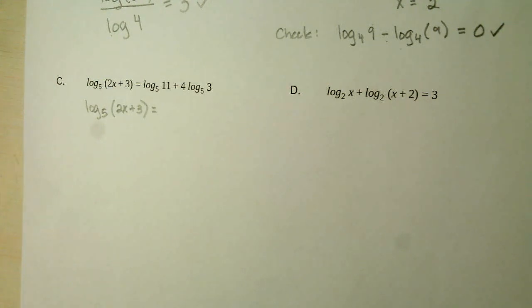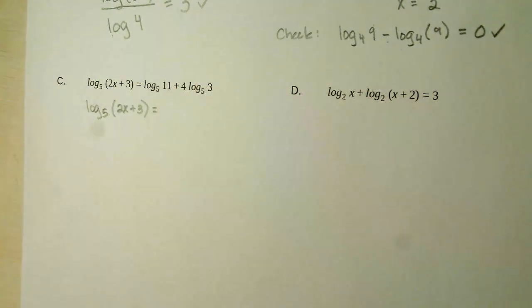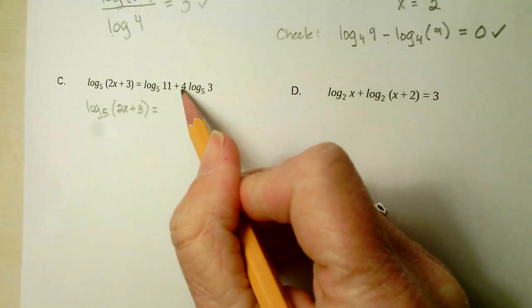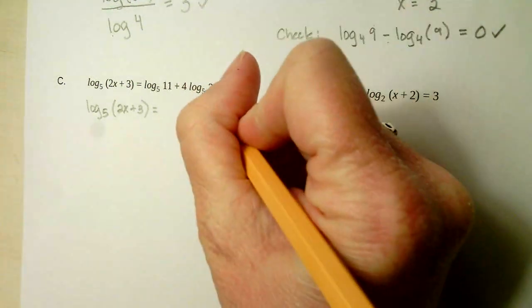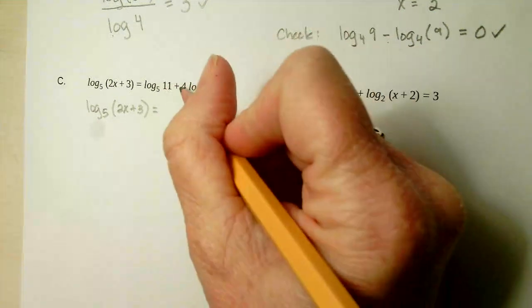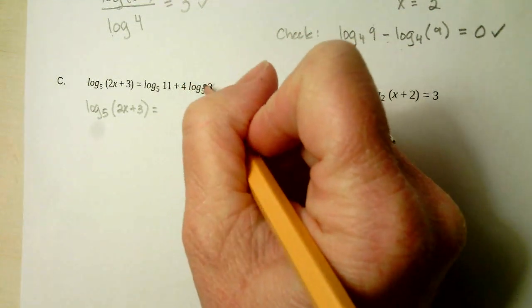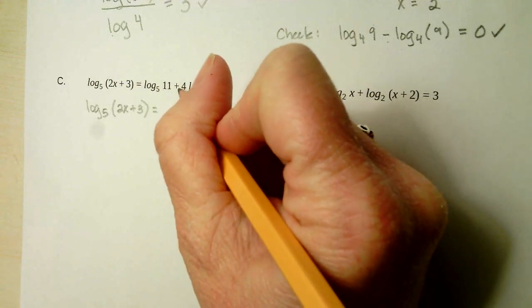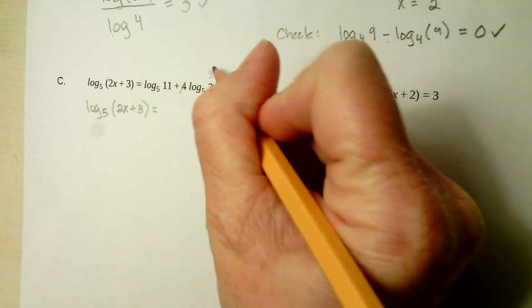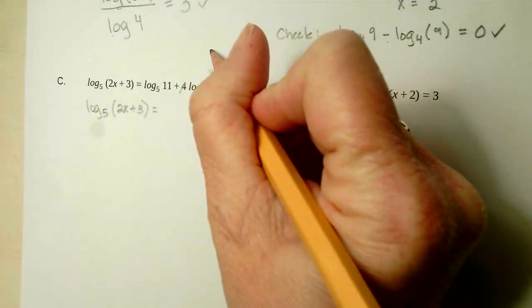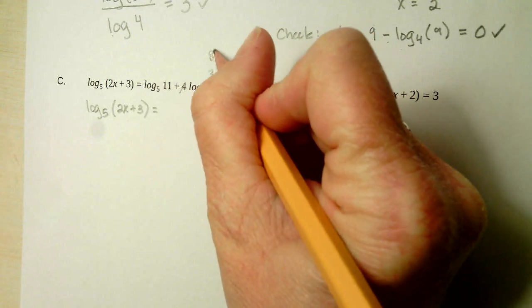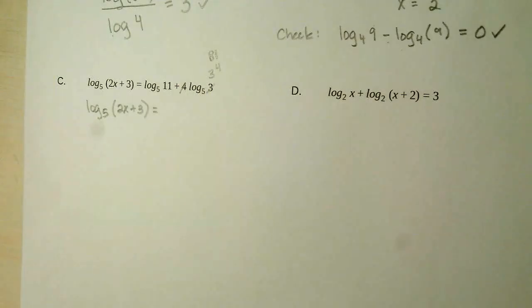On the right-hand side, I'd be much better at this if I knew my right from my left. Quickly, I am going to rewrite this argument, just to save myself some time. Instead of having 4 log base 5 of 3, I'm going to have log base 5 of 3 to the 4th. And I also noticed that 3 to the 4th is 81. 3 times 3 is 9, and 9 times 9 would be 81.